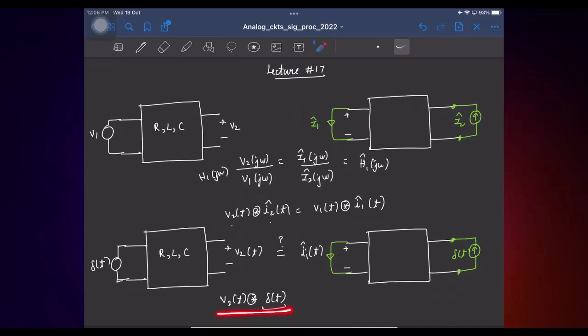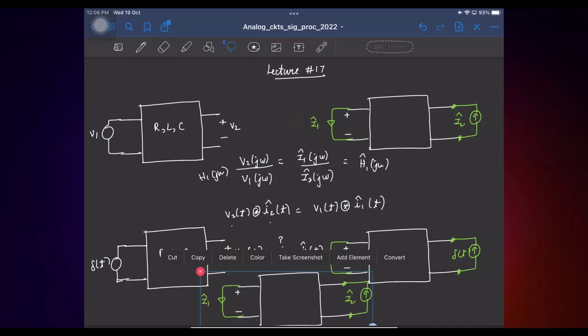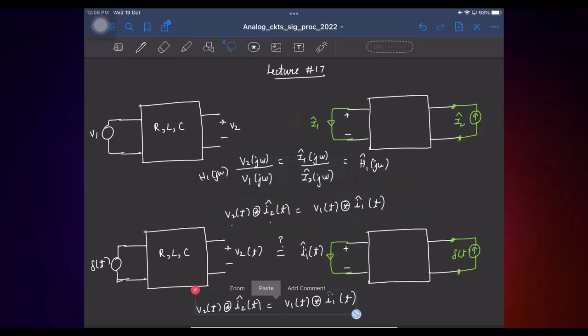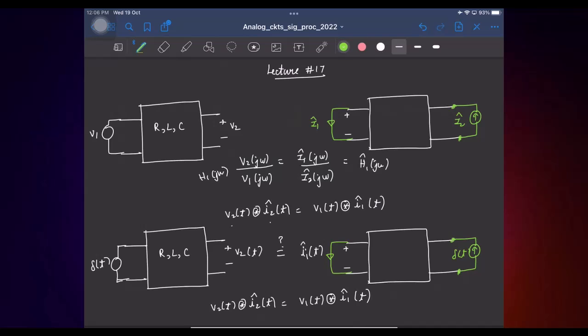This is a current, right? Let me write it directly. This basically gives a measure of energy. This is volt, this is ampere. When you convolve, a second comes in. So here dimensionally things are correct.